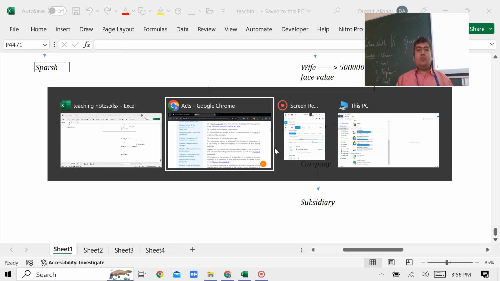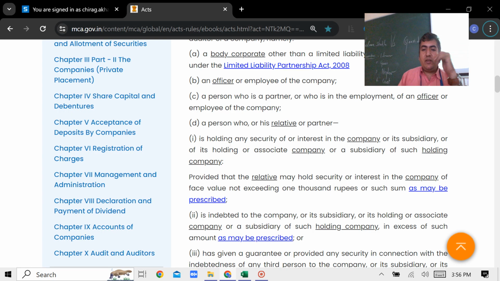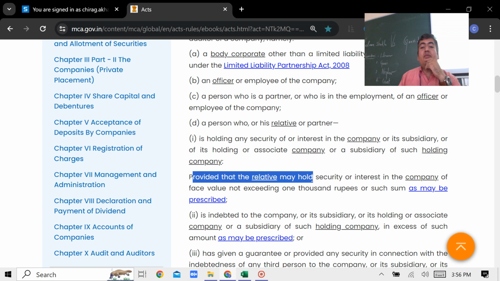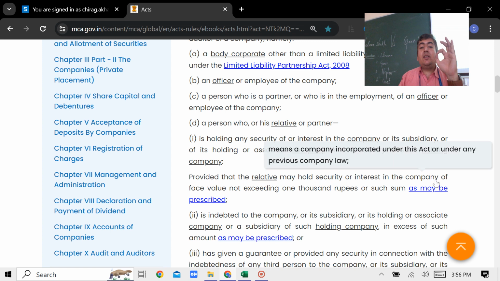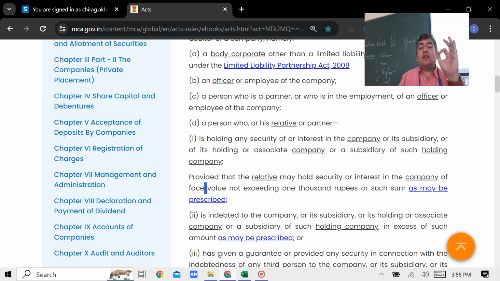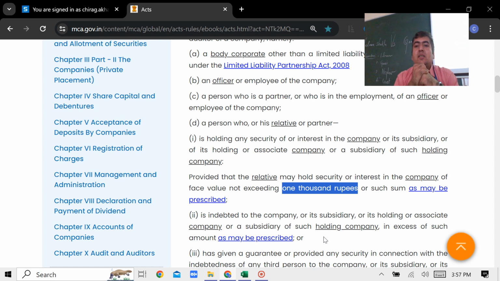Okay. Now, the major problem comes when you read this paragraph. It's written that, provided that a relative of the person may hold security or interest in the company of face value not exceeding how much it is written. I think this is the doubt most of the time the students ask. So the law is saying 1,000. My book is saying 1 lakh.